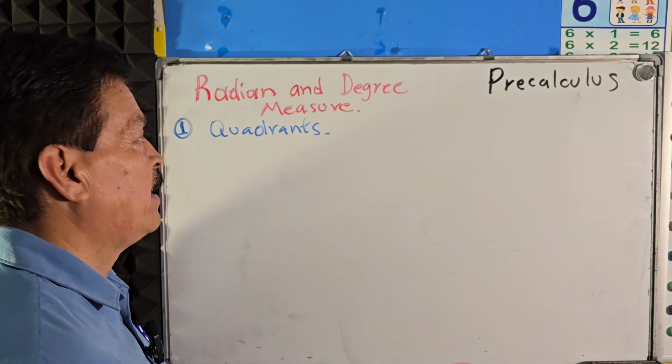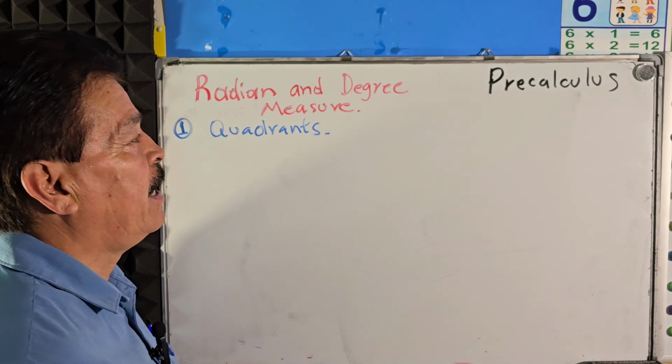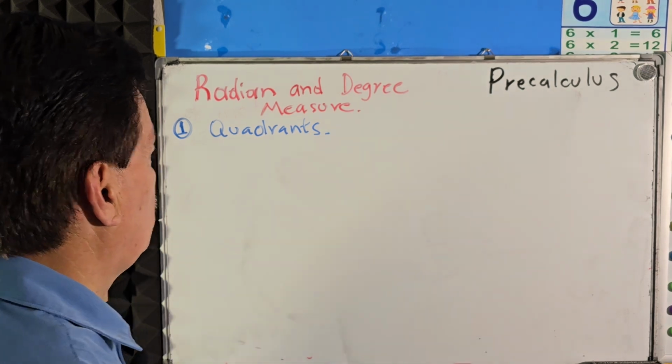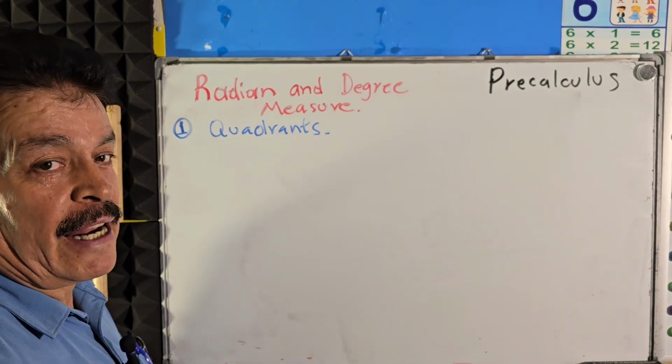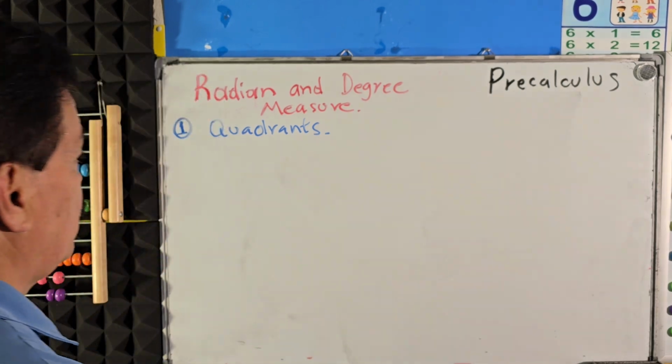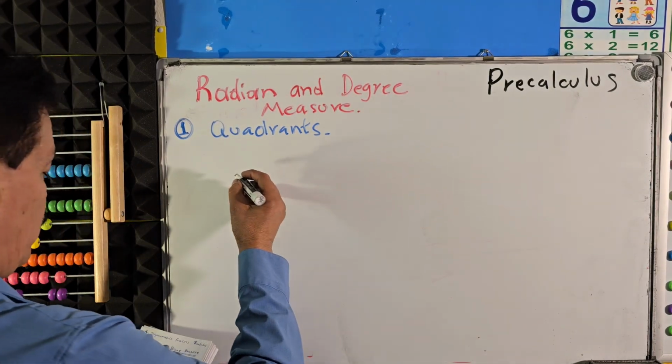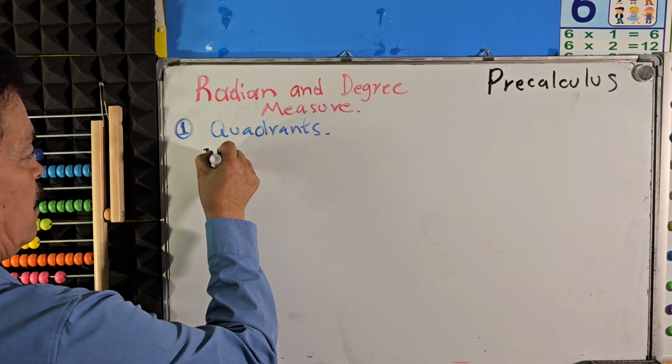When we try to find the radians and degrees, measures, and so on. So first, let's talk about the quadrants. Okay, let's write one problem. Like always, I like to start by finding in which quadrant.